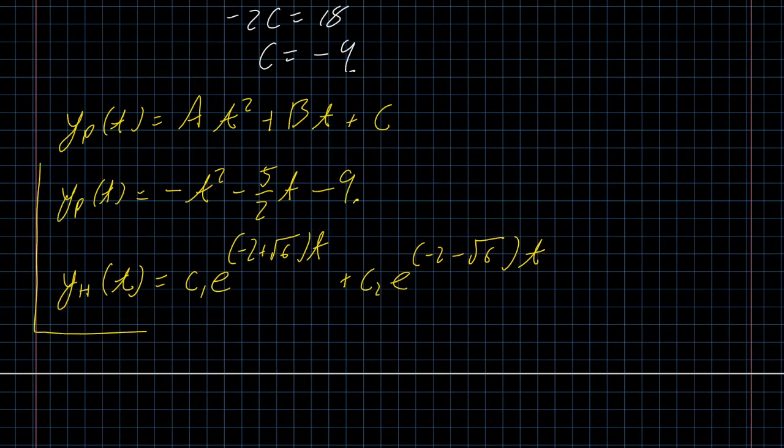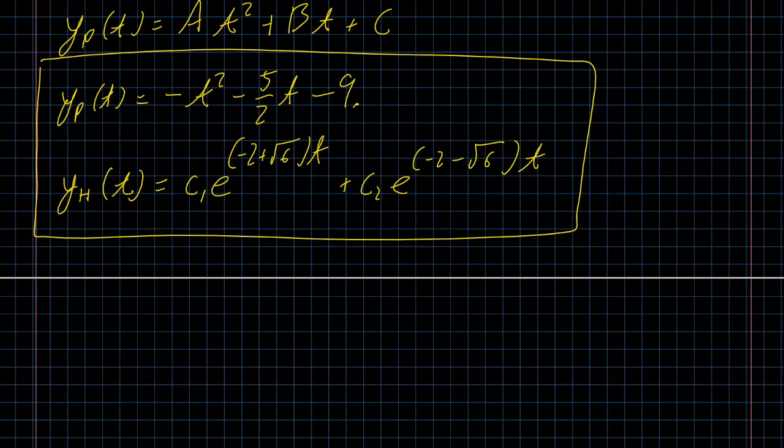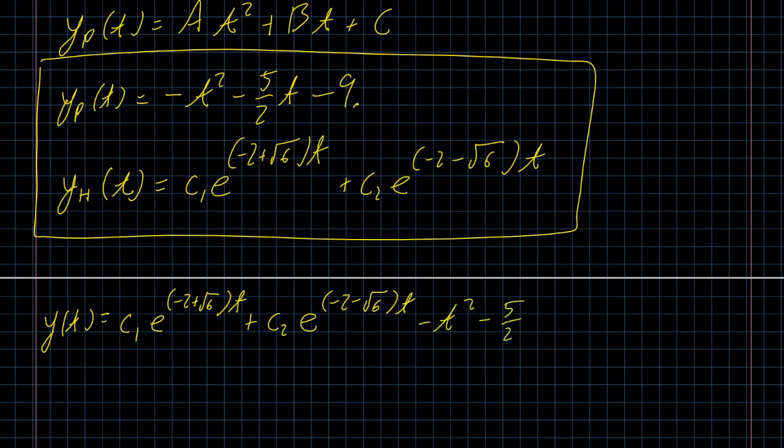So we have our particular solution, we have our homogeneous solution. The general solution to the differential equation is just the sum of these two things. Y of t is equal to some constant c1 times e to the -2 plus square root of 6 t plus some other constant c2 times e to the -2 minus square root of 6 times t minus t squared minus 5/2 t minus 9. All that together gives us our general solution.